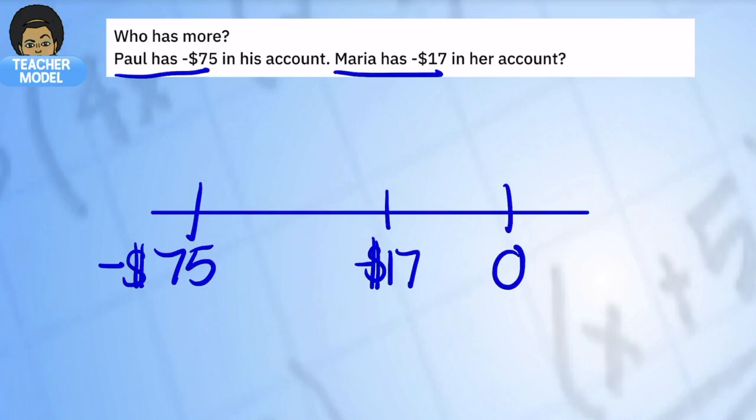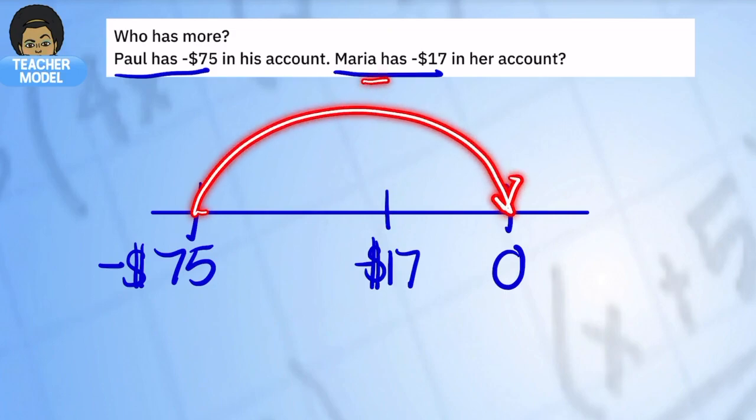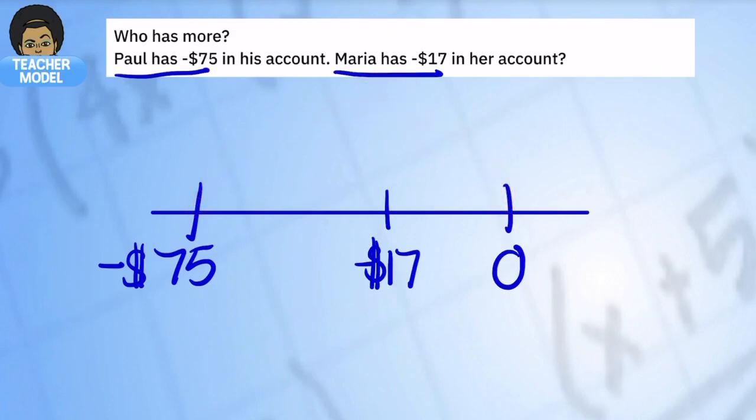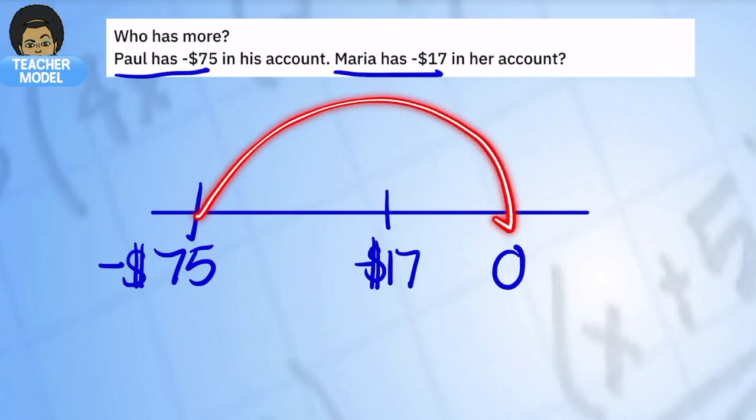Now, funny, they both have no money. They both owe money. But I can definitely say that Maria is closer to the zero. If she just added $17, she would get to zero. But it would take Paul adding $75. That's what he would need to get to zero. He would need a lot more money.